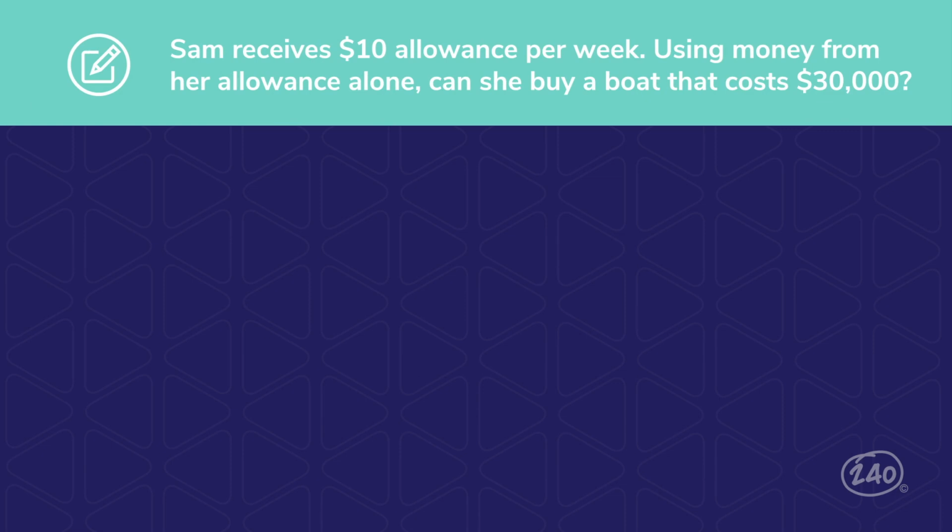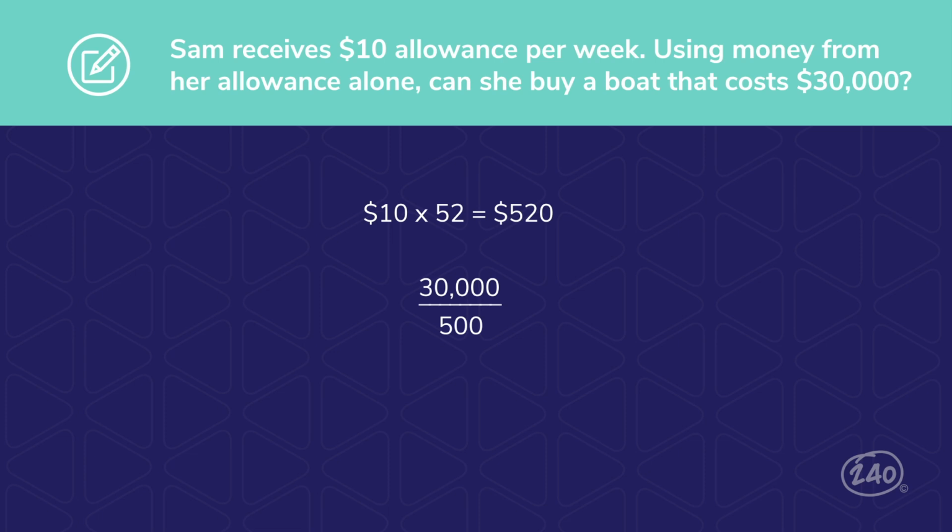Now, I don't know about you, but I don't know that many kids that own their own boats. But let's think about this anyway. It seems unlikely that Sam will be able to buy a yacht. But doing some simple estimates, Sam will get $520 per year. Rounding that to an easy number, let's say she gets $500 per year in allowance.